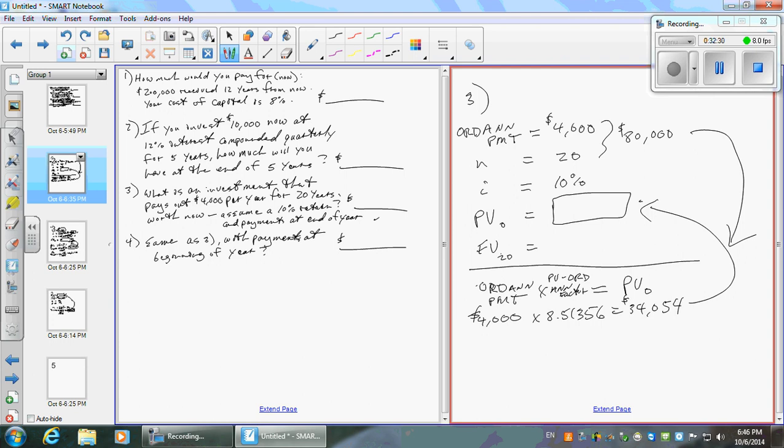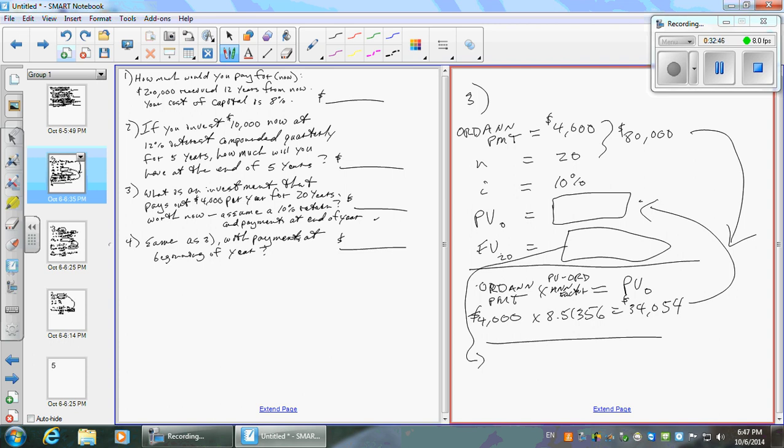Let's do the future value. What if we wanted to do future value instead? How would you do that one? Now what kind of decision am I making? I am investing 4,000 at the end of each period for 20 periods, and I want to know what it's going to grow to.